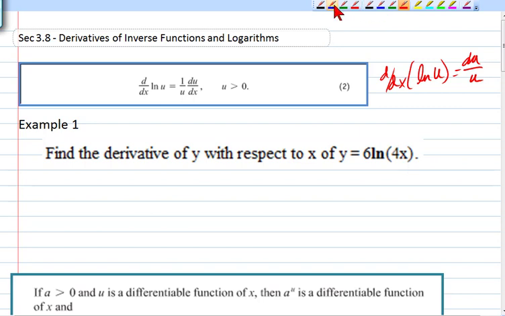So when we're asked to find the derivative right here, y prime is going to be equal to 6 times the derivative of the natural log of 4x, which is the derivative of 4x over 4x. 4 is the derivative of the argument, that's what that du is, over the argument, that's what the u is. Simplify this, we get y prime is equal to 6 over x. It's just a new rule.